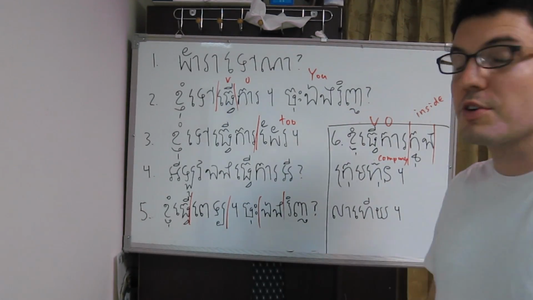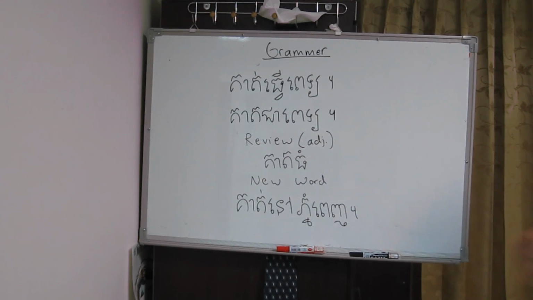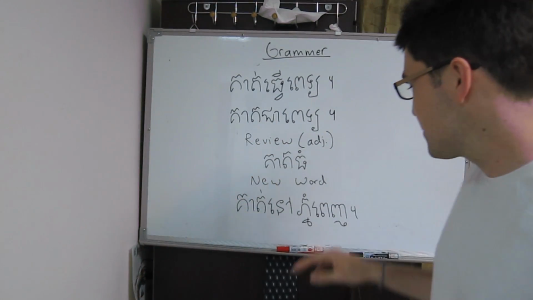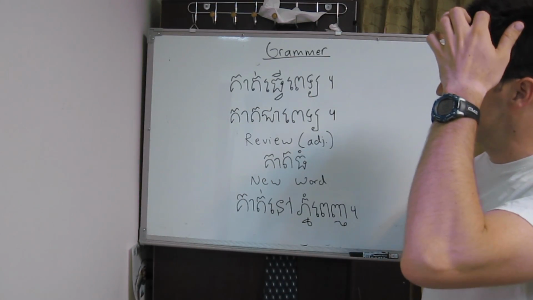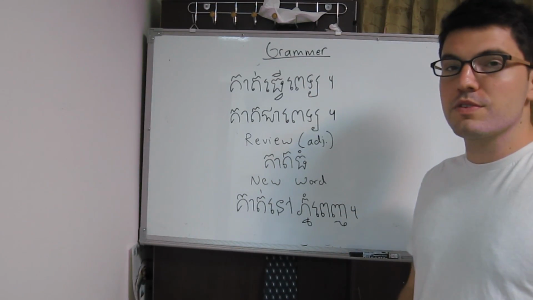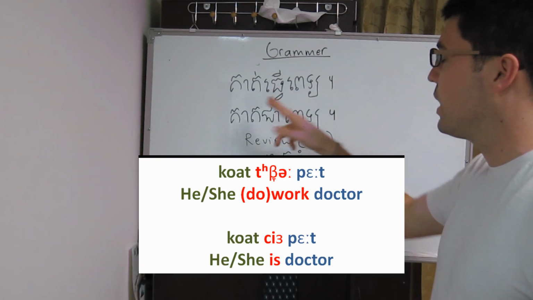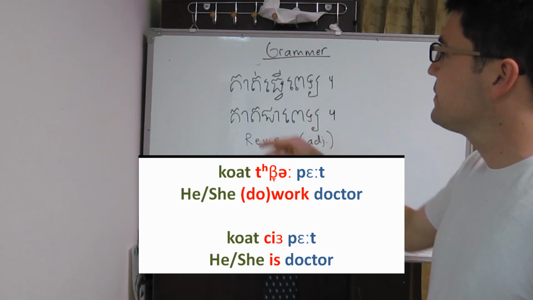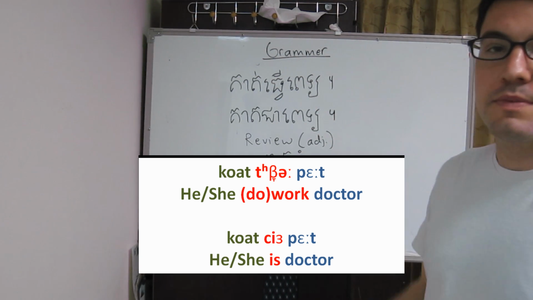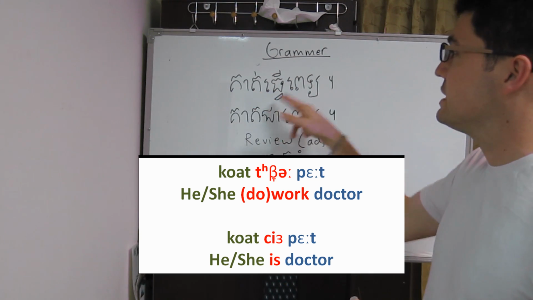Let's take a look at the grammar now. Welcome back for a short grammar section, lesson 5. Alright, so just stressing something that we learned from the dialogue earlier. You see I put two sentences on the board right here. One is guat tvu bobet, so he does doctor. Alright, so what does he do? He's doing a doctor, so he is a doctor.